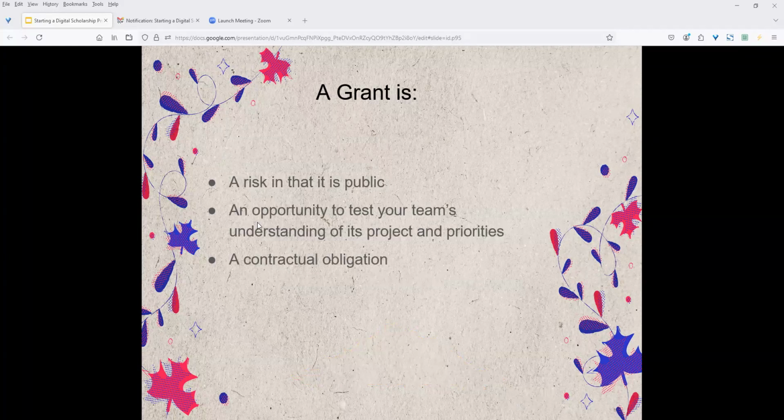So a grant is a risk in that it is public. It's an opportunity to test your team's understanding of its project and priorities. It gets you to focus, let me tell you, when you take money from someone. And there's also a contractual obligation. So never forget that.